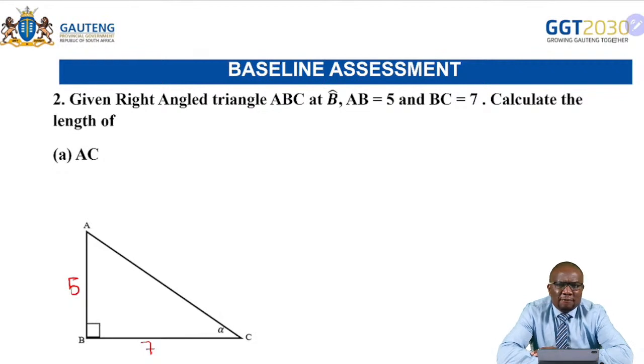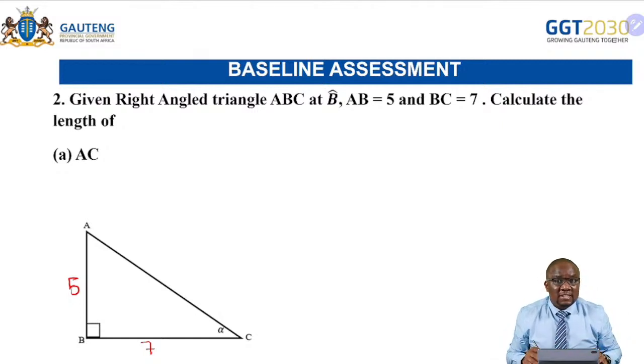Now, how can we find the side AC? There is a theorem that we've been doing since grade 8 about right angle triangles. What's the name of that theorem? It is the Pythagoras Theorem. Okay, what does it say?